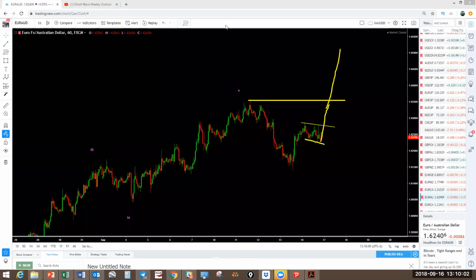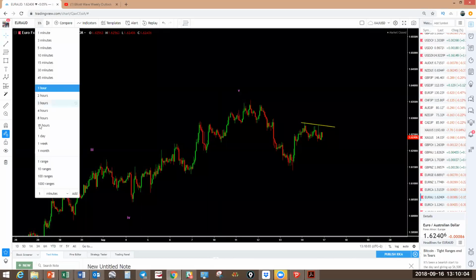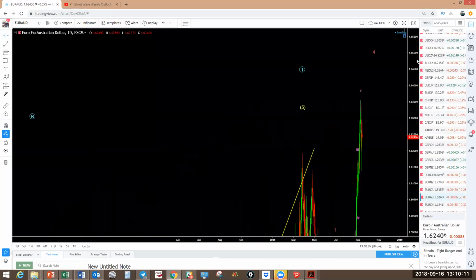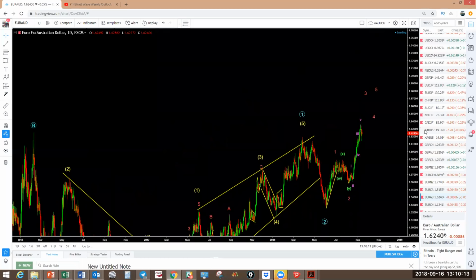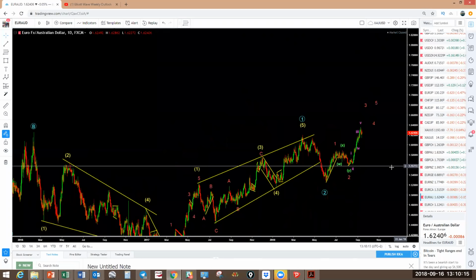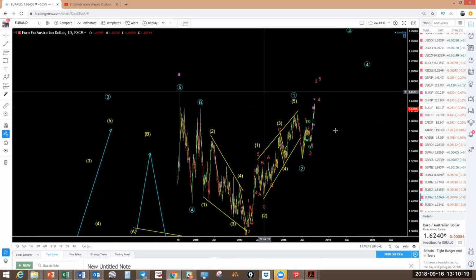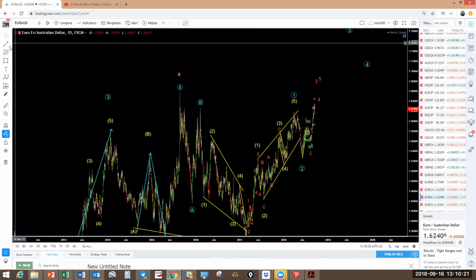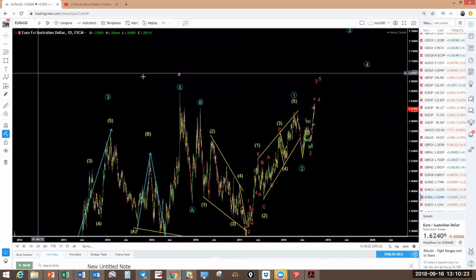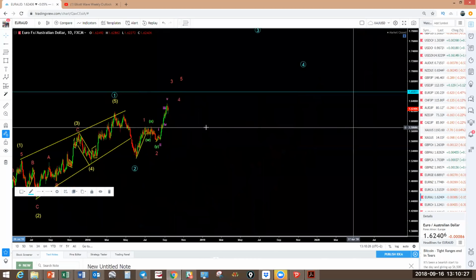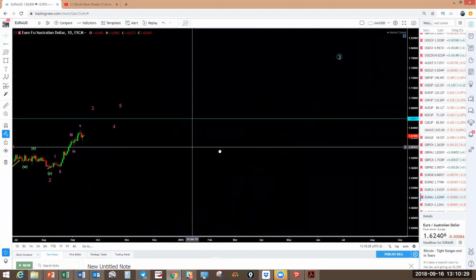Okay, so what is the overall target for AUD? Let's go back to the daily, show that target. We're looking for the previous high at this level, actually at 565. We're looking for that level. Okay, so we're not very far off now. So let's see how that plays out.